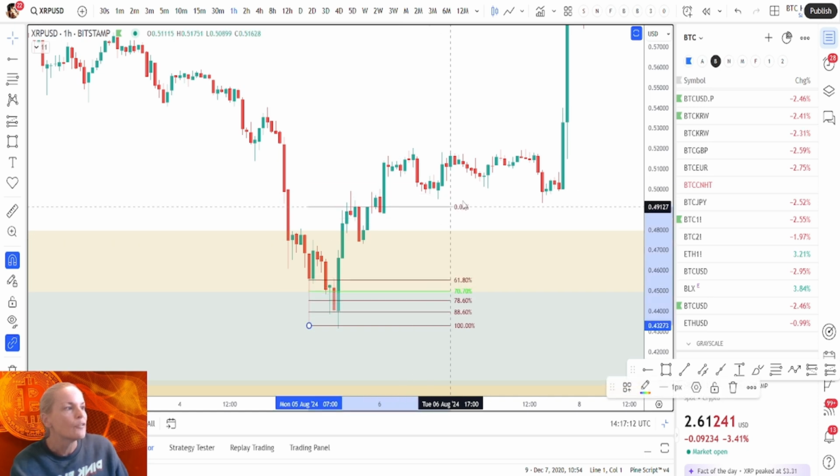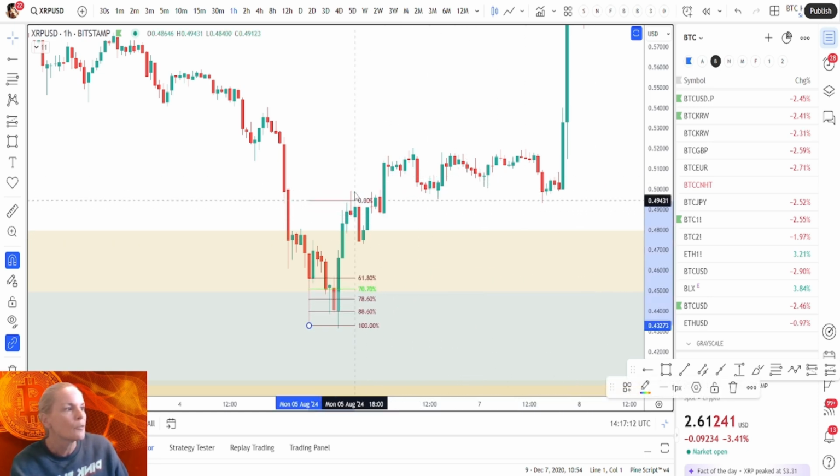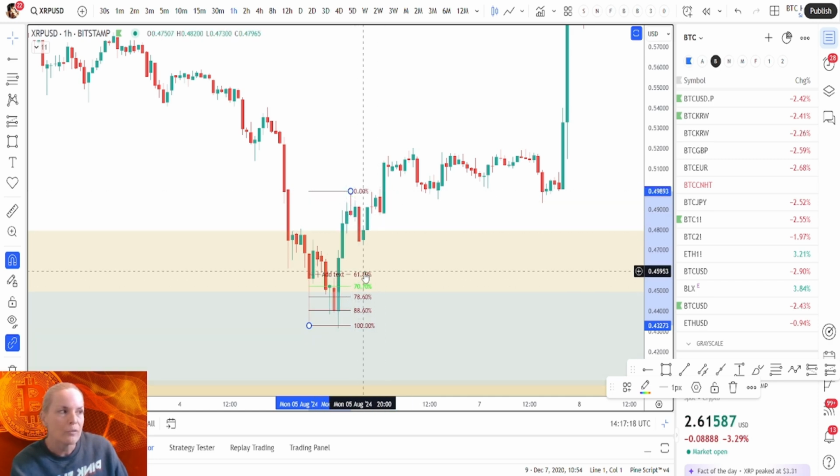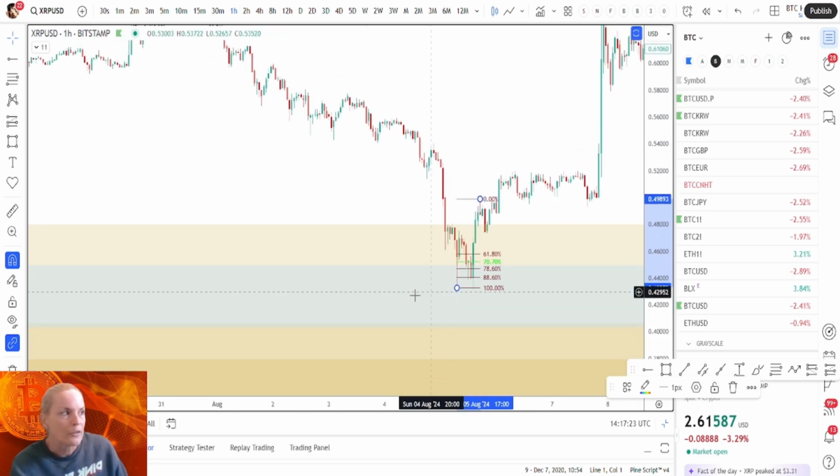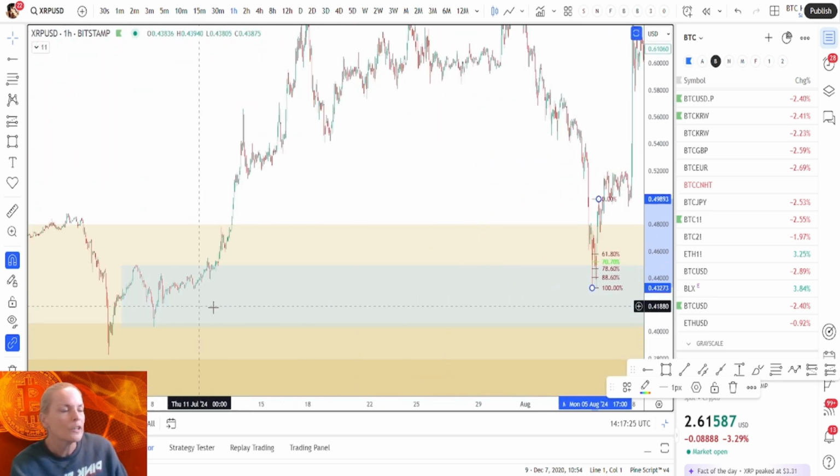Then when we did have this proper bounce off here, so up to that candle there, that's what I'm measuring here, then obviously it didn't come back for the 61 for a re-entry there. So sometimes it's going to work and sometimes it's not going to work.